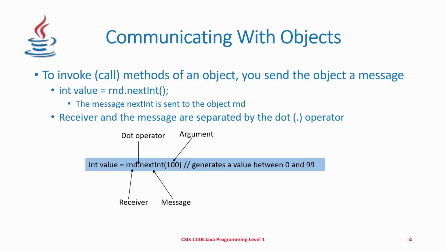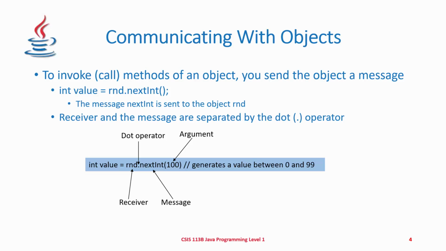Again, you can see we have the example of the integer value being assigned the results of running the nextInt method with an argument being passed to it, a value of 100. That's the argument that we're passing to it. So when you're calling methods, you pass arguments to the method, or you send an argument to the message, one could say. The receiver is the instance of the object itself, which in this case is rand, an instance of a Random object.